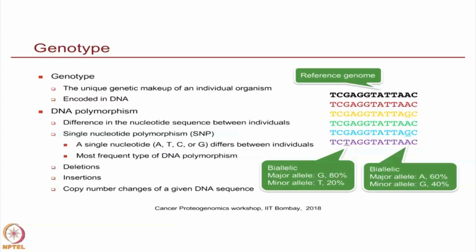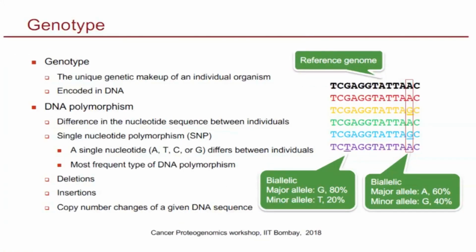And the major allele is the G because it occupies 80% of this very small population, right? And the minor allele is the T, which is only 20%, 1 out of 5. And there is another biallelic locus here, where we found two individuals have the G, whereas all the others have A. And this is also a biallelic position, with the major allele at 60% and the minor allele at 40%.